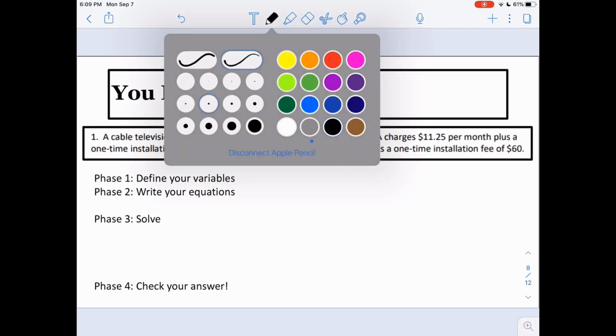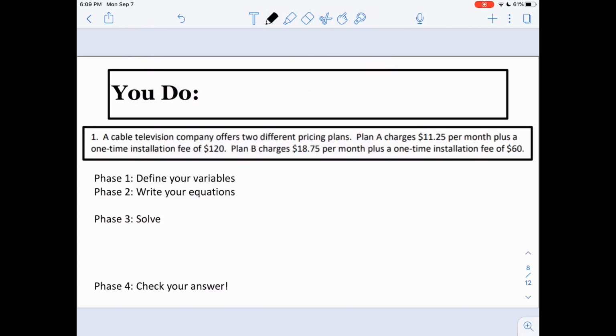Now you try. Pause the video for 5 minutes while you go through all 4 phases of solving a problem. All right, let's check our work. By defining our variables, we should have said that x is going to be our number of months. And we're going to write our equations.